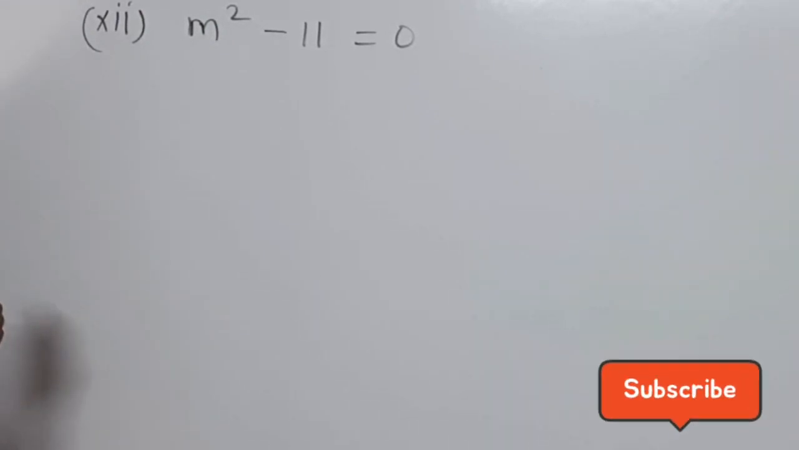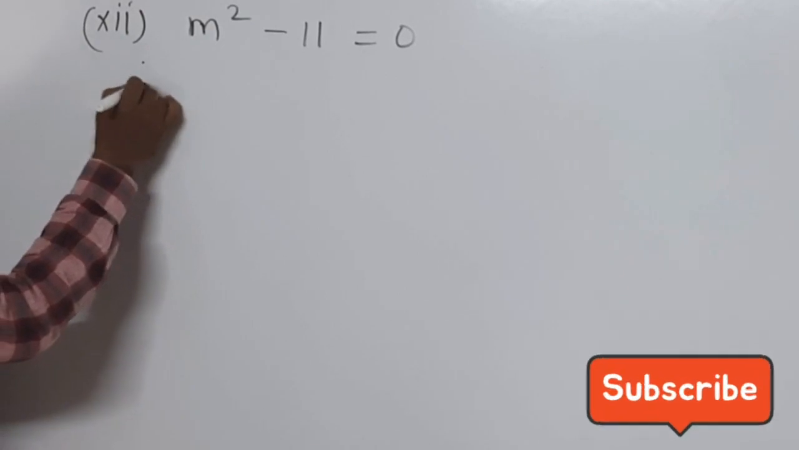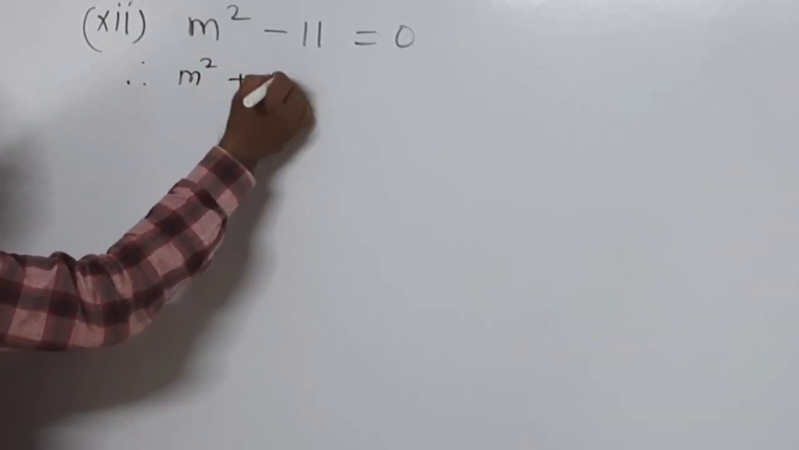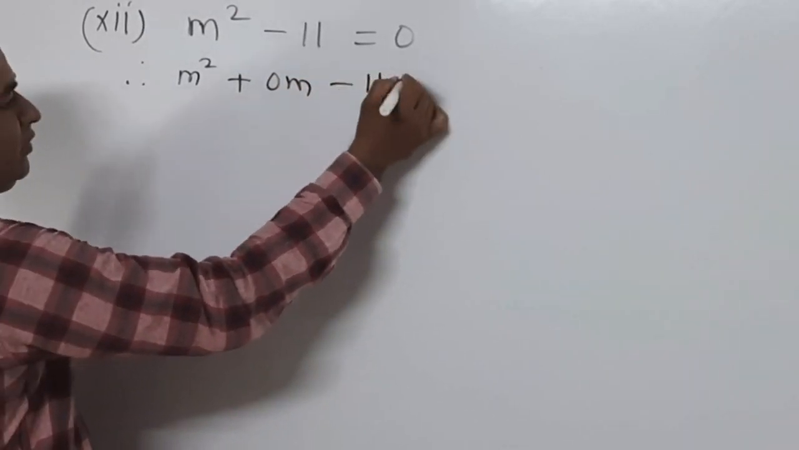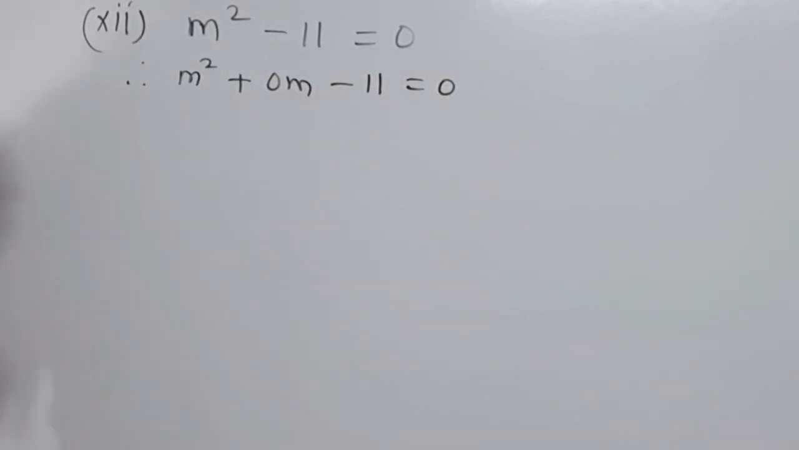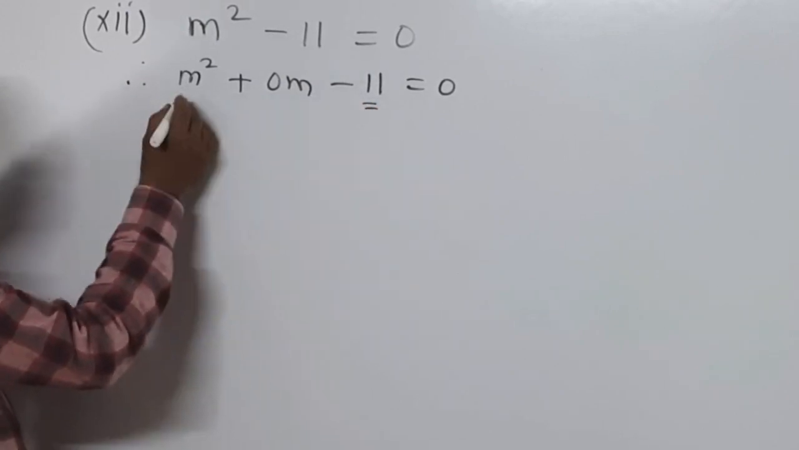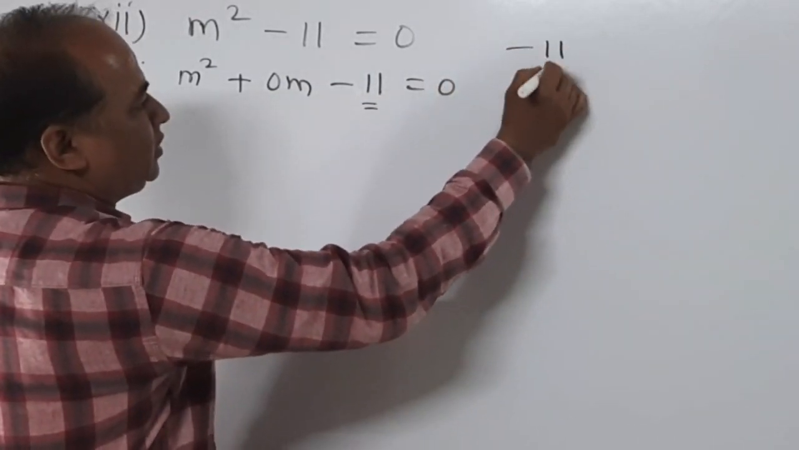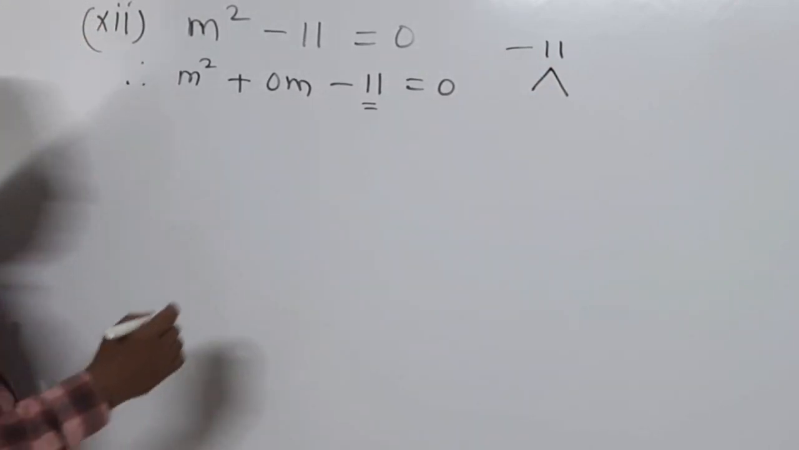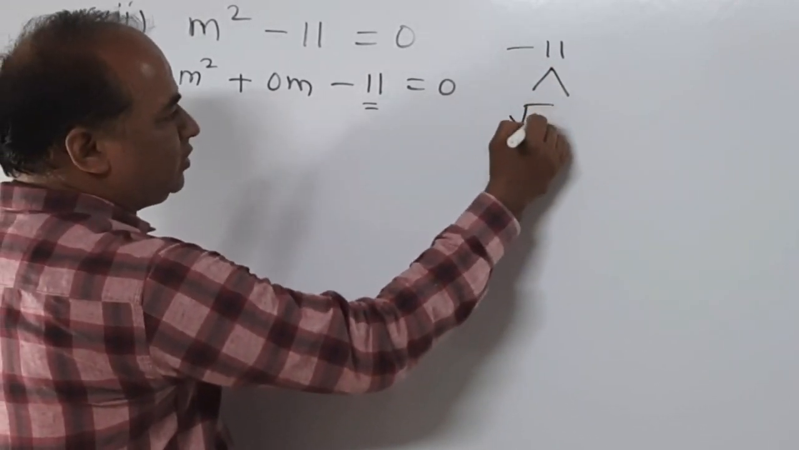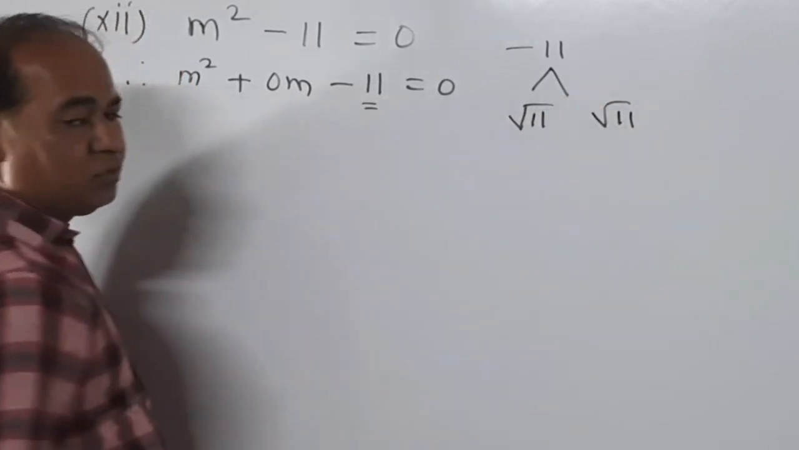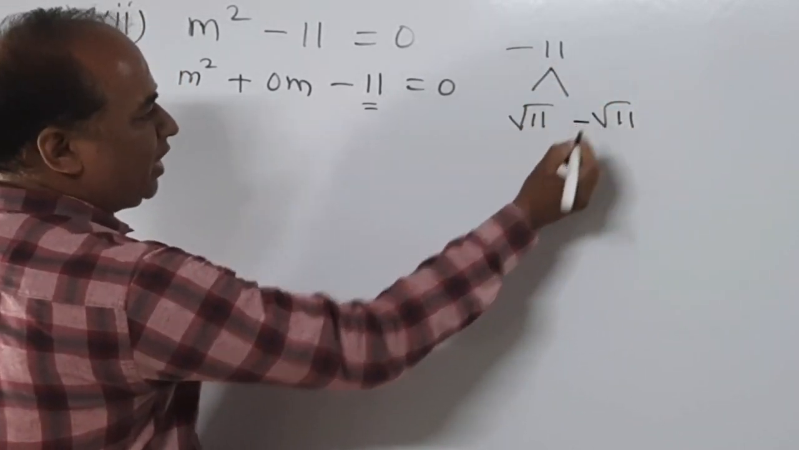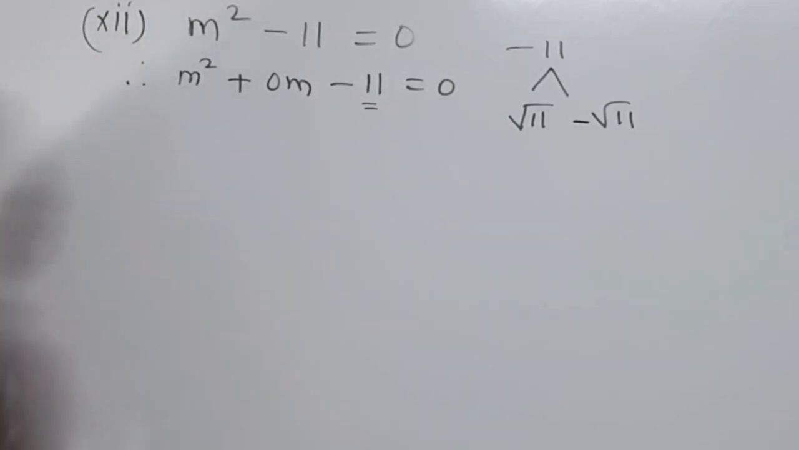Last example, m square minus 11 is equal to 0. Therefore, here in m square the middle term is missing, so m square plus 0m minus 11 is equal to 0. Now, here factors of the third term, since the coefficient of the quadratic term is 1, so factors of minus 11, such that the middle term should come 0. So, minus root 11 into root 11. Root 11 into root 11 is 11 and root 11 minus root 11 is 0.